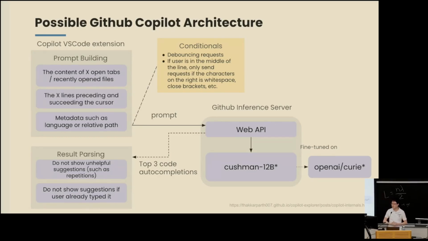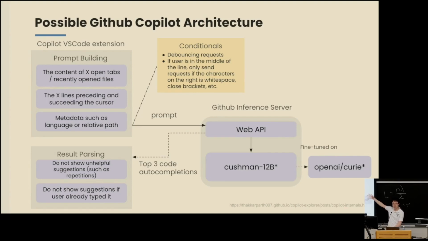So it's served by a web API, and it runs on what we think is Cushman 12b, which is actually a small language model. It's a smaller language model anyways, and it's fine-tuned on what we believe is OpenAI/Curie. Actually a very old LLM over there.